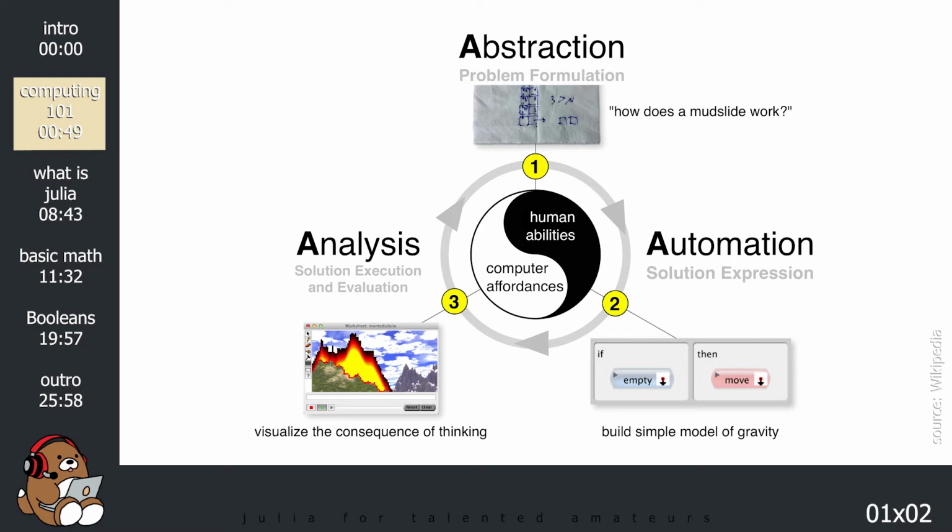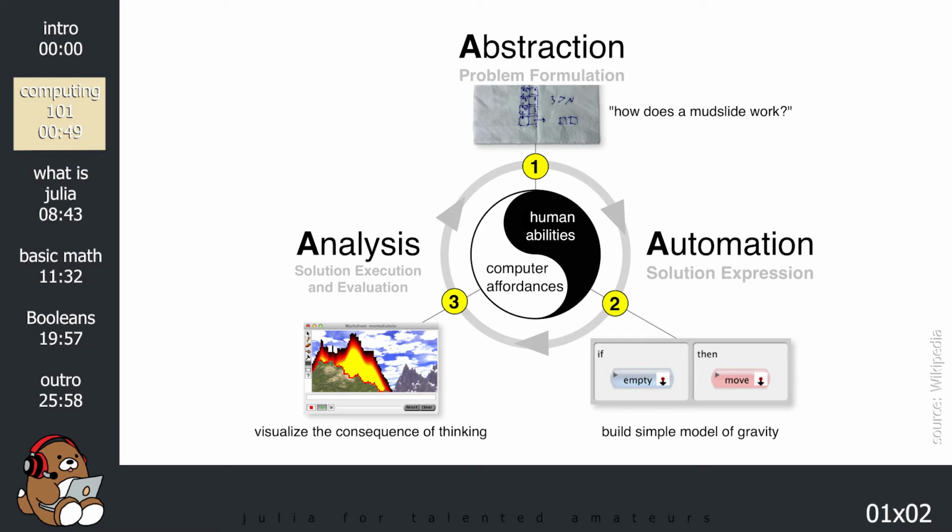In the automation stage, we create a computer model to run simulations. So we allow for factors such as gravity, soil conditions, the amount of rain, etc. And then in the analysis stage, we run the model to make predictions and analyze the results against real-world data. And then this process is repeated or iterated as necessary.